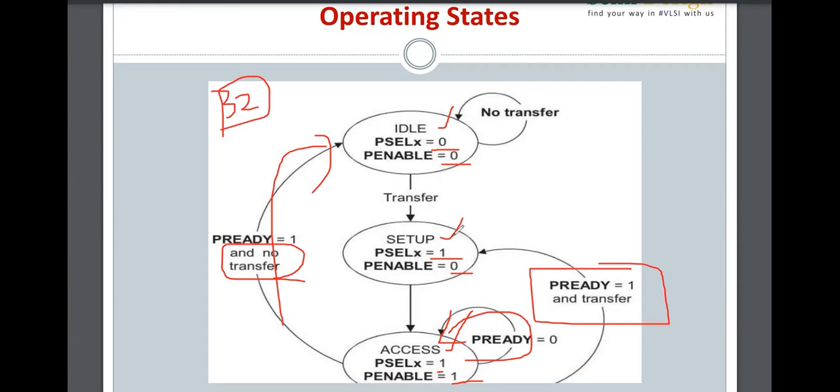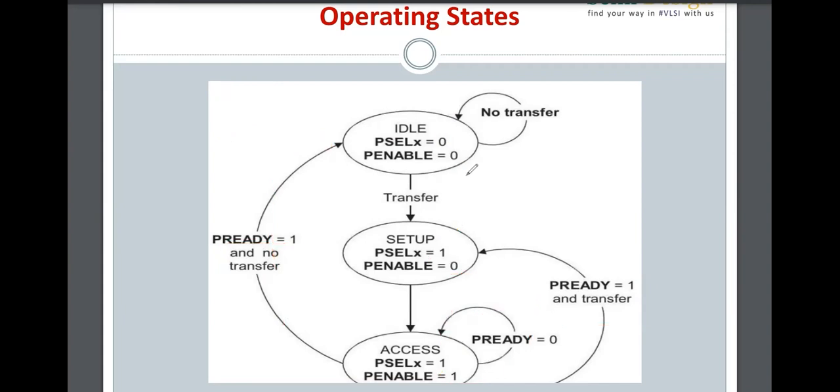So this is the actual finite state machine. This is a standard finite state machine. We cannot change it as a design engineer. Design engineer cannot modify anything. This is the standard finite state machine we have. Mainly you need to remember, in idle state, all are initialized with zero. In setup state, only the select line is one. Then in access state, both the select line and enable are one. When both are high, we are ready to transmit the data.